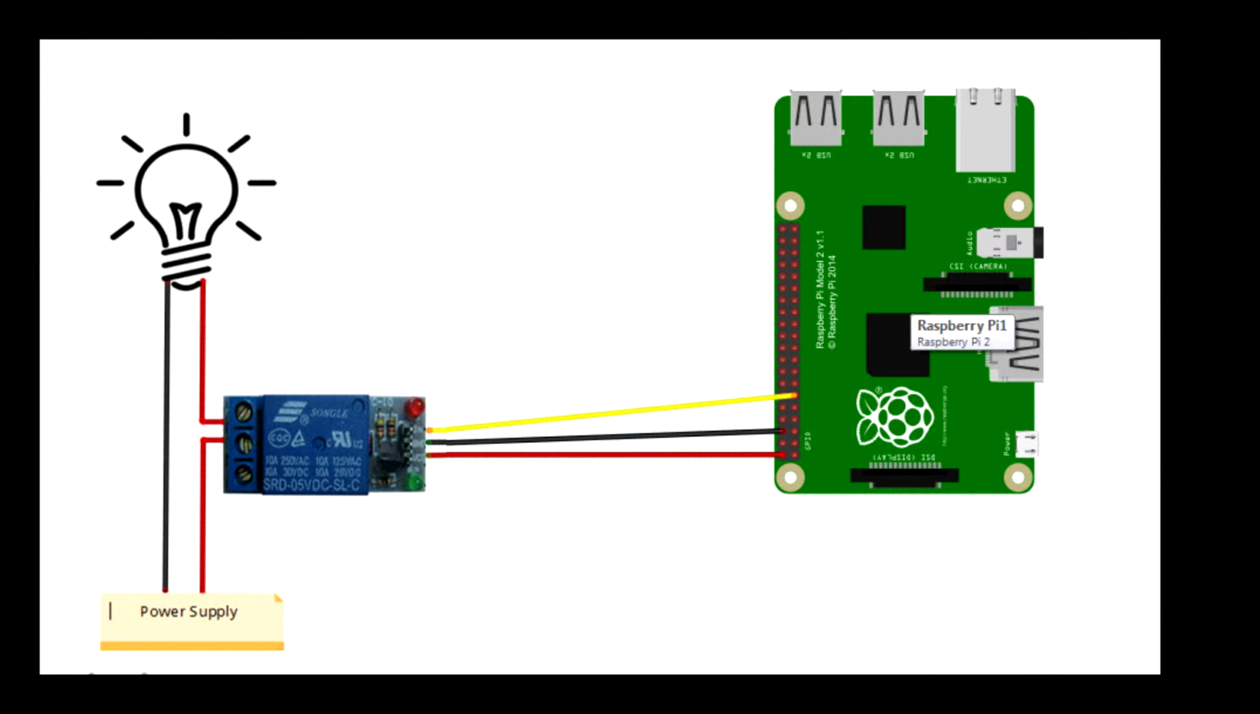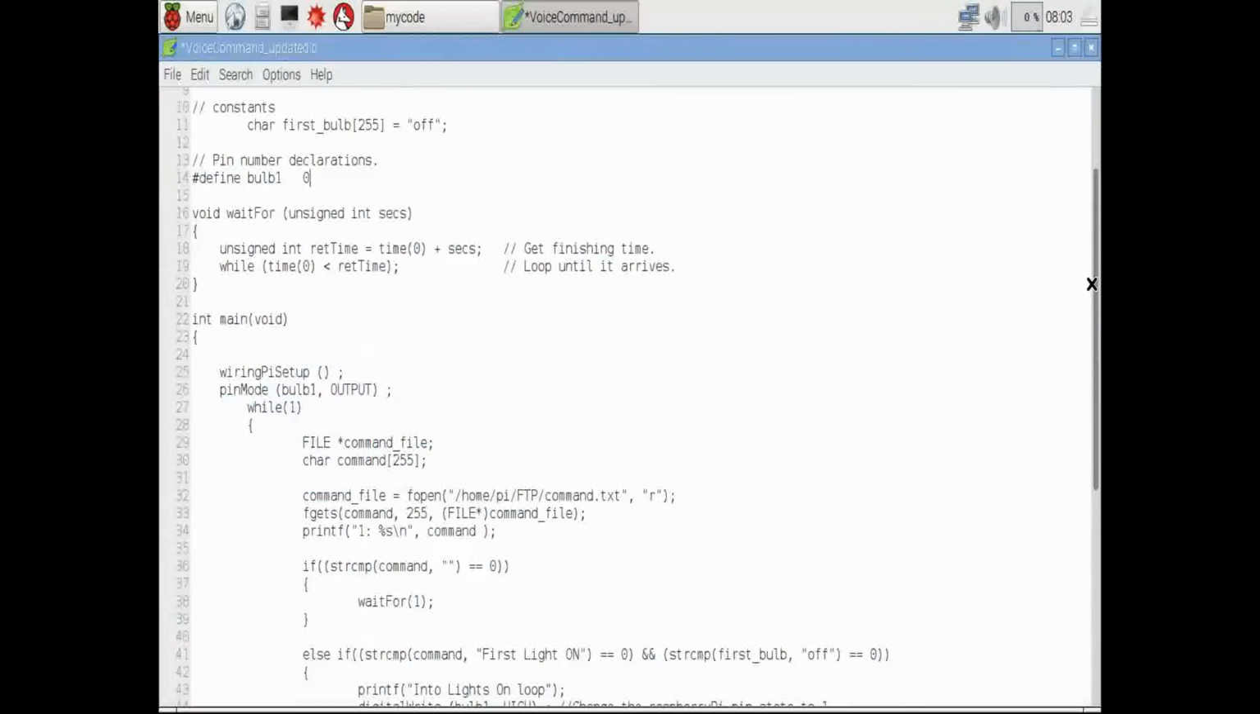Let's look at the circuit diagram now. I have used Raspberry Pi, a relay board, a bulb and a power supply. So from Raspberry Pi pinouts, I have used pin number 2, pin number 6 and pin number 11. Now this pin number 11 is used as an input pin. Based on this input, your relay will change direction. It's that simple.